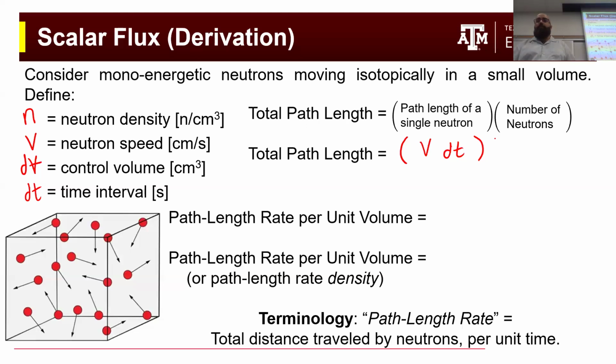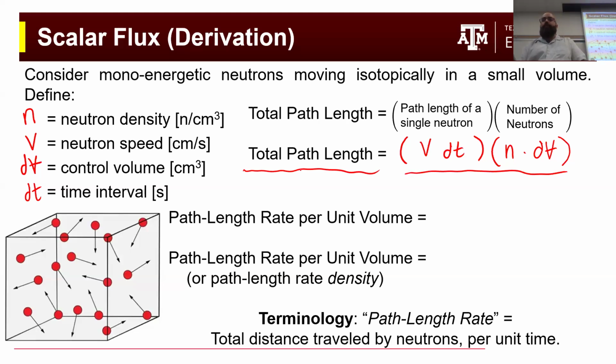And then what would I multiply together to get the number of neutrons in the box? n and dv, right? If I've got the neutron density and then I hit that with the volume, then instead of having neutrons per unit volume, I just have the total number of neutrons in that volume. And so if that's my expression for the total path length, then if I wanted to make this a path length rate per unit volume, then I would take both sides of this equation and I would divide through by the thing that's giving me time, and I would divide through by the thing that's giving me volume.